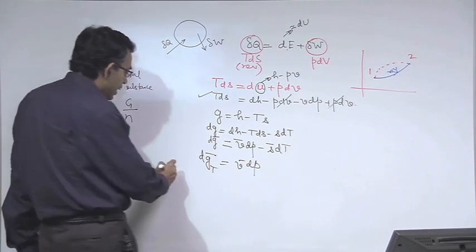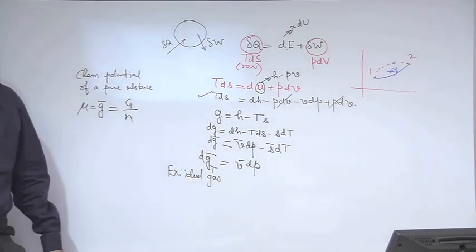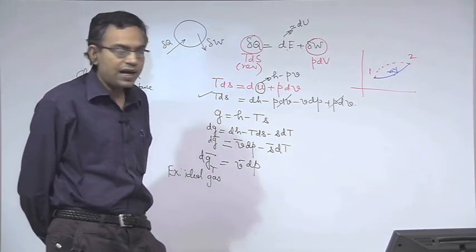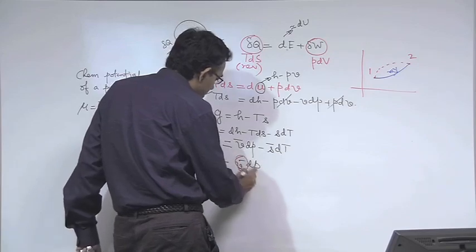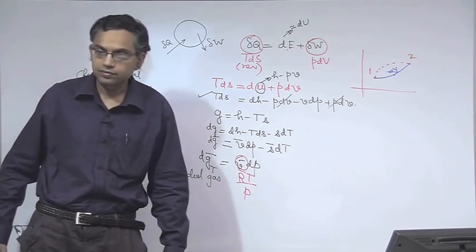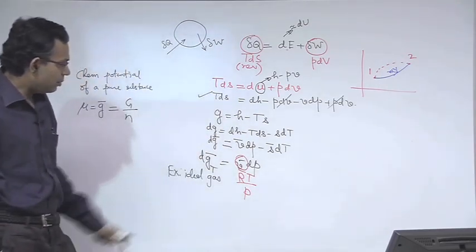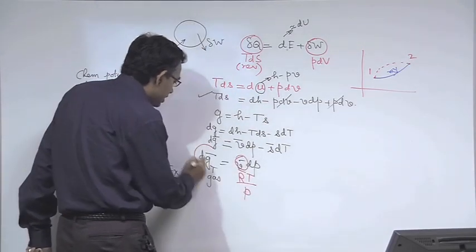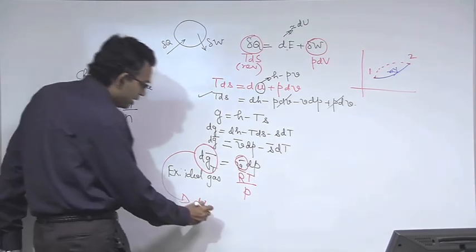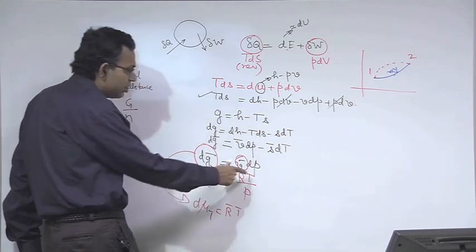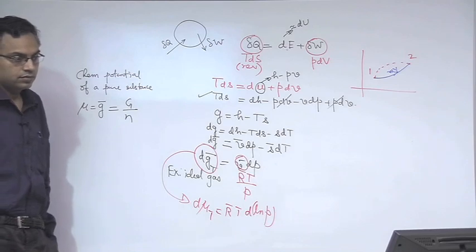Now let us take an example of an ideal gas. If you take the example of an ideal gas, then you can write V equal to R bar T by P. This R bar is the universal gas constant, that is 8.314. So R bar T by P. So this dg bar, this is d mu, because g bar is mu. d mu at constant temperature is equal to RT, because T is constant, dP by P, which is d of ln P, right.